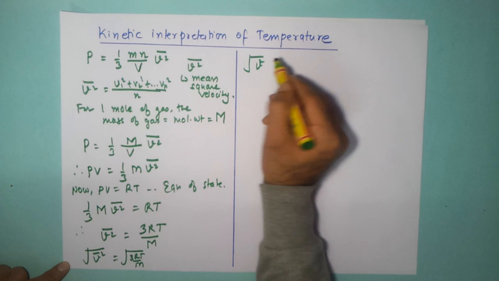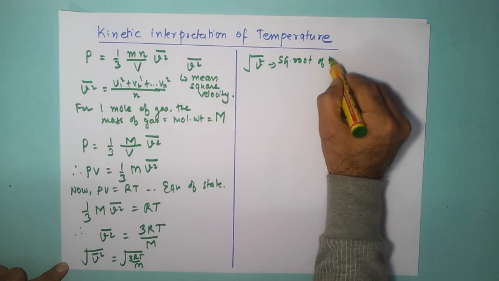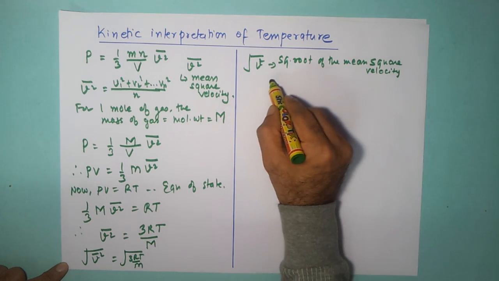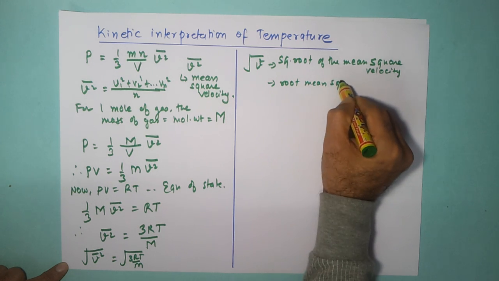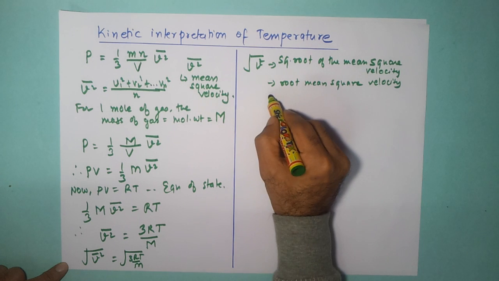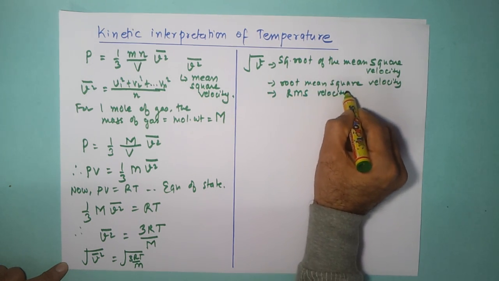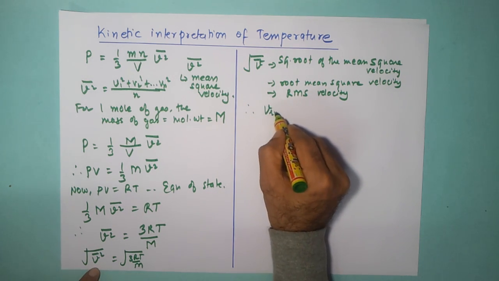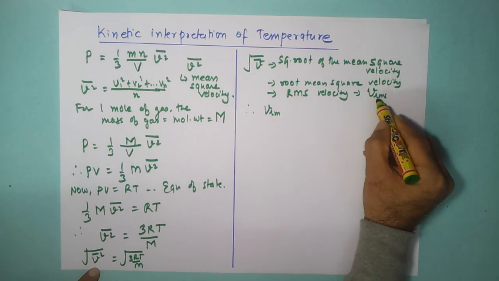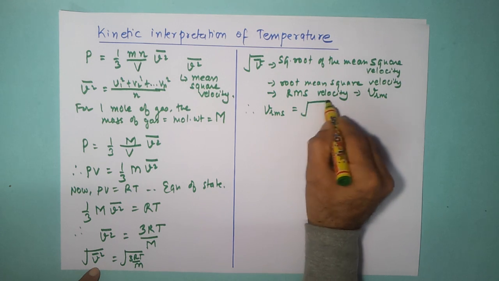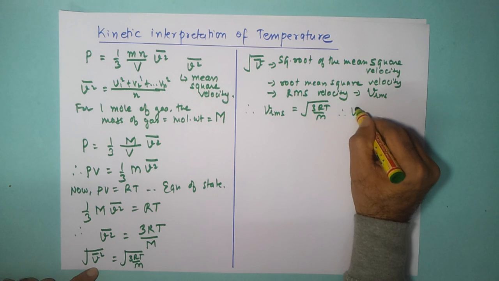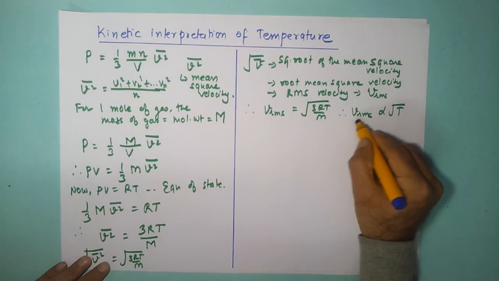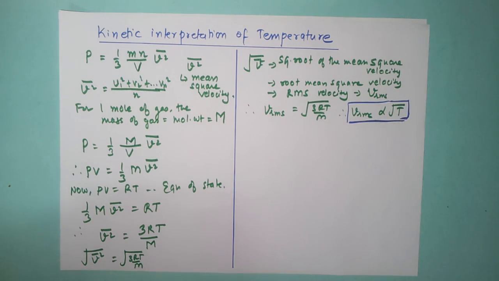Now this square root of v square bar is the square root of the mean square velocity, and we call it the root mean square velocity. In short, it is written as RMS velocity, the square root of v square bar. Of course, I should have a bar over here. Therefore, it is denoted by the symbol V_RMS, root mean square velocity. So V_RMS is equal to square root of 3RT by M, and therefore V_RMS is proportional to square root of T. This is something which I want to focus on.